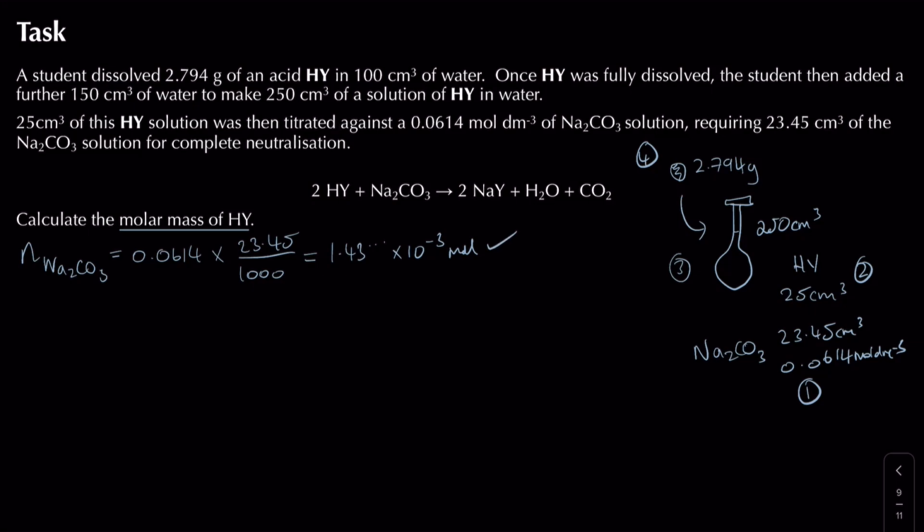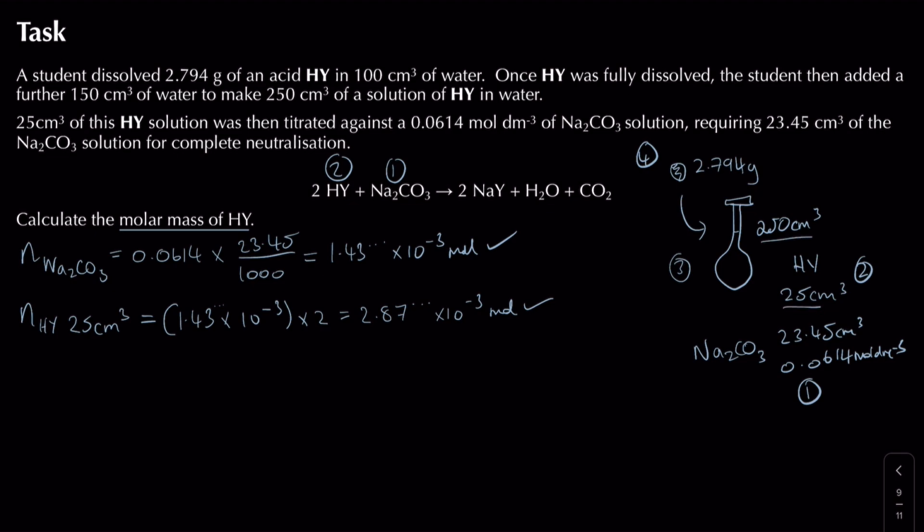Now my ratio is going to be 1 to 2, because we need to use our molar ratios here. So to find the number of moles of HY, looking at a volume of 25 centimeters cubed, and I'm going to state that so it's clear for the examiner, I take this value of 1.43 times 10 to the power of minus 3 and times that by 2. I end up with a value of 2.87 times 10 to the power of minus 3. That's how many moles I've got of my HY acid in 25 centimeters cubed.